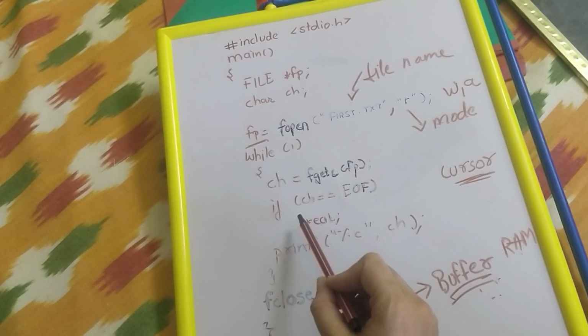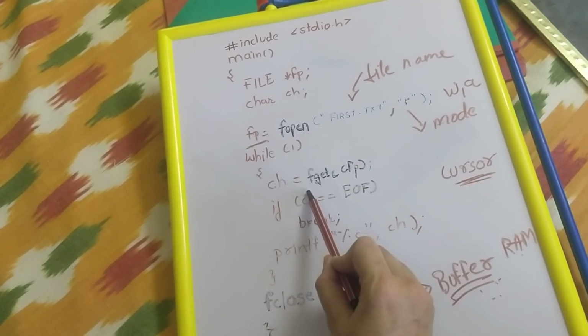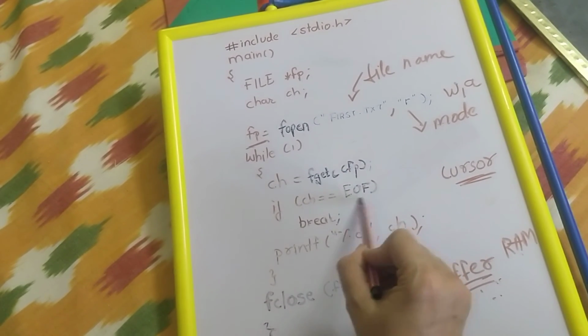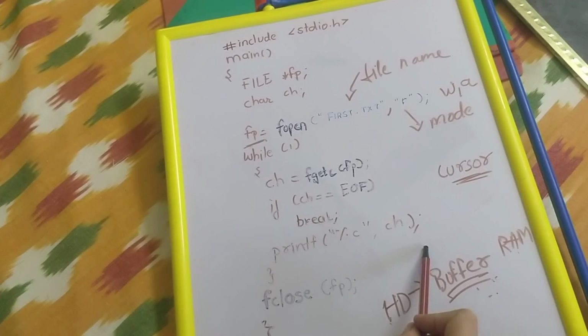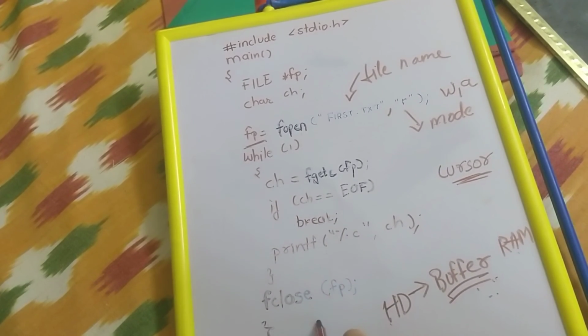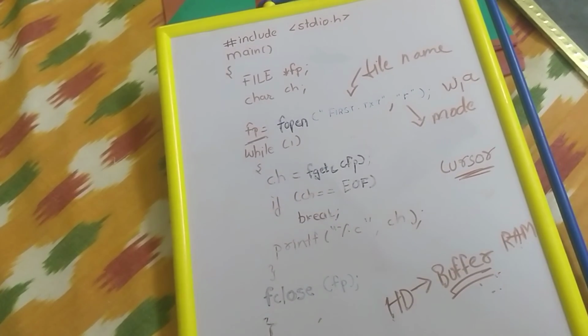In an infinite loop, you are reading the characters from the file until you reach the end of the file. Then you print the characters, and once you reach the end of the file, you close the file and your task is done.